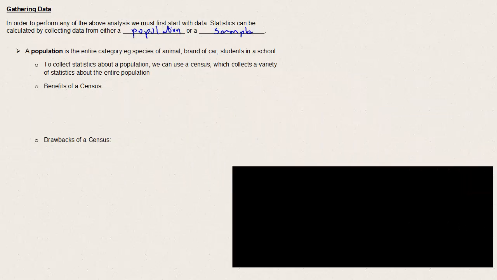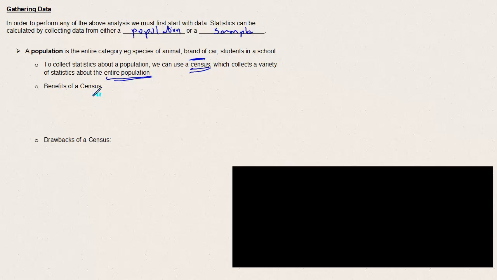Now, a population is the entire category, e.g. species of animal, brand of car, students in a school, or the entire population of Australia, or even of the world. To collect statistics about a population, we can use what's known as a census, which collects a variety of statistics about the entire population. So remember, census, entire population.